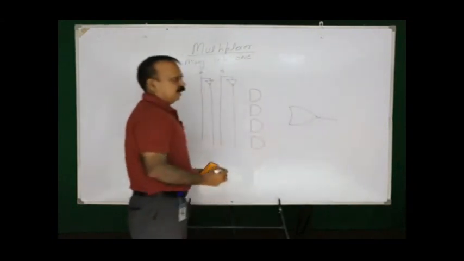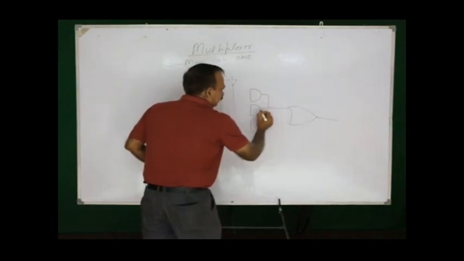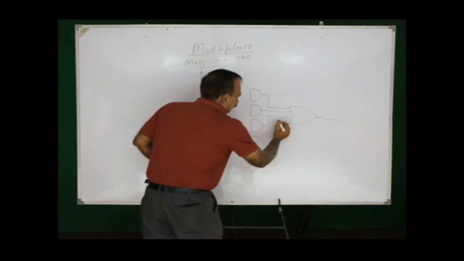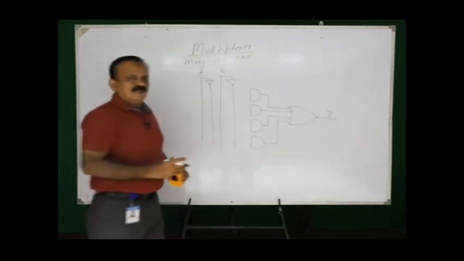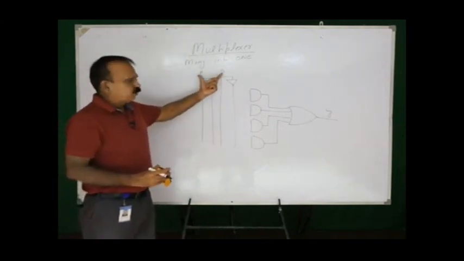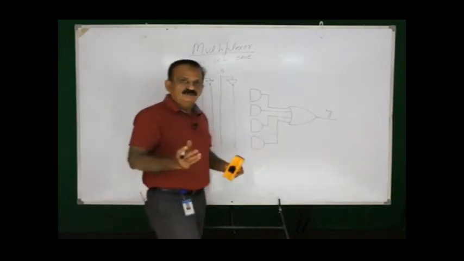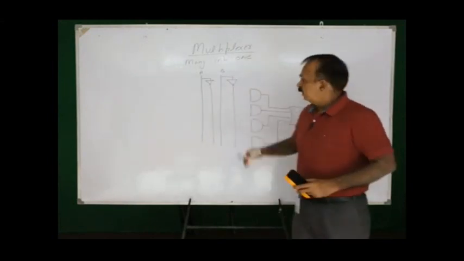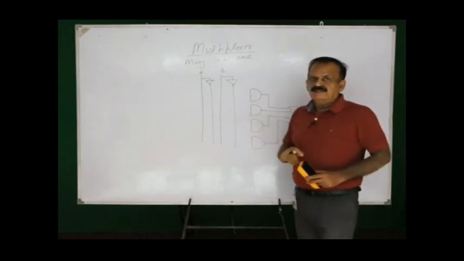This output is connected to the inputs of the OR gates, and finally the output Y. What about the inputs of these AND gates? With 2 control signals, I can have 4 combinations: 0 0, 0 1, 1 0 and 1 1.